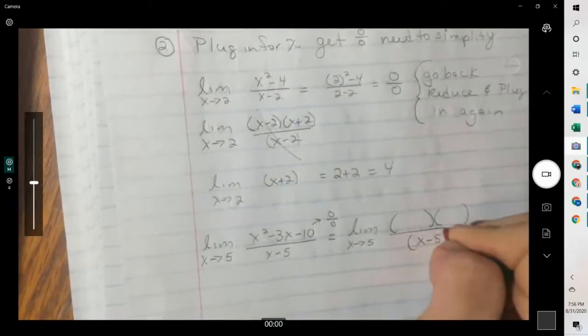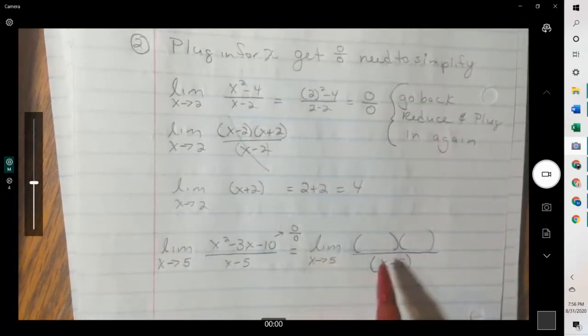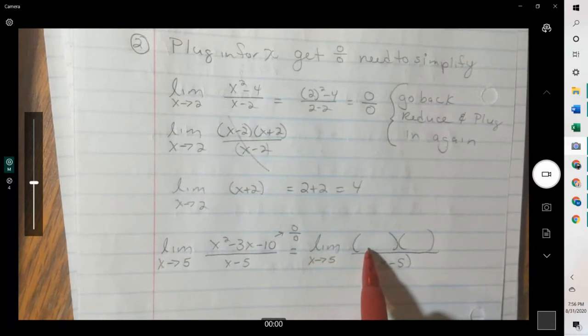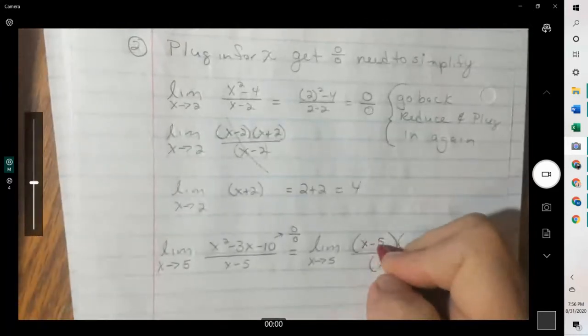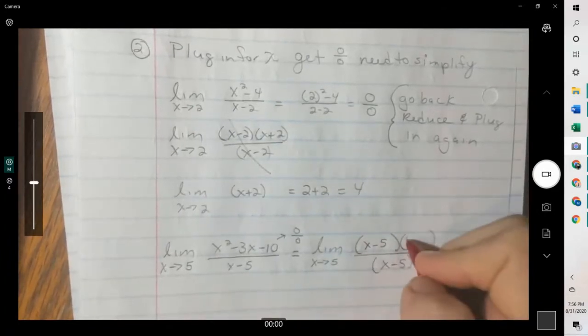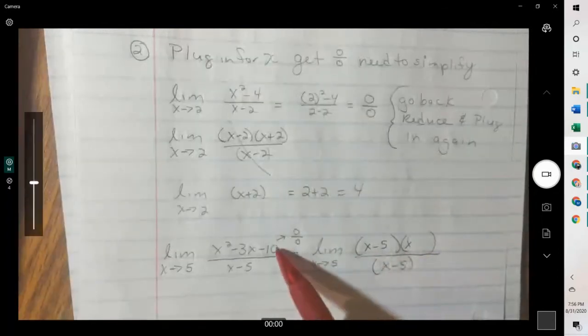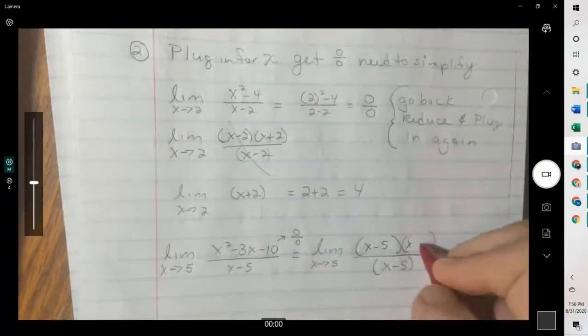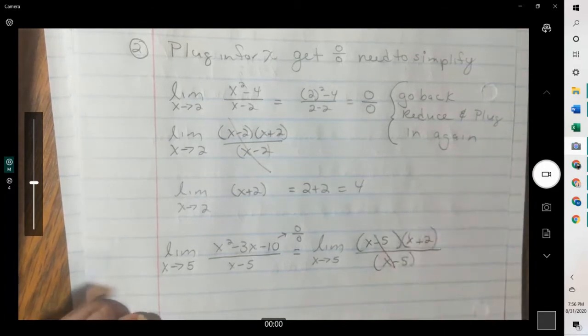Now, if factoring is not your strong suit, because you got 0 over 0, we know x minus 5 is one of the factors. So use that to help you. Well, this is x squared, so x times x has to be x squared. And if this is a negative 5, and we need a negative 10, this needs to be a positive 2. So you can work backwards and let it help you factor it. Notice that the x minus 5s cancel.